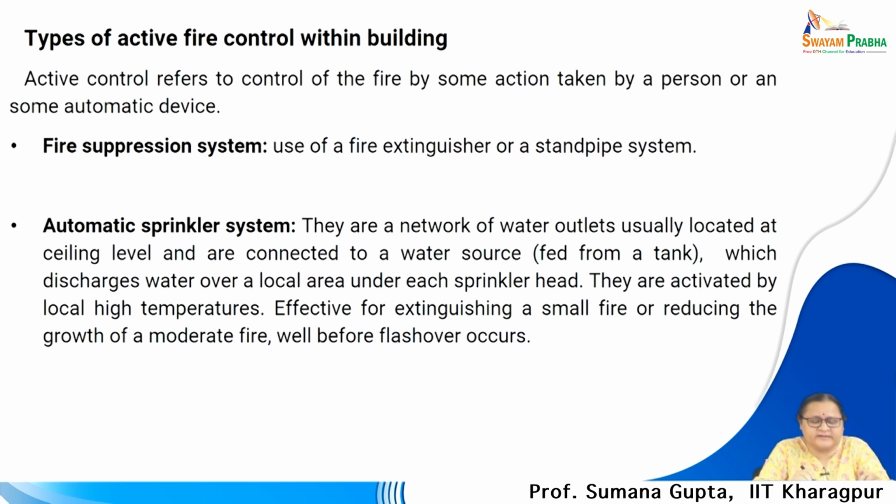Now, the automatic sprinkler system is a kind of network which is fed by water, and the sprinklers are activated due to the heat of the fire, and it controls the fire before the flashover happens. If you remember what a flashover is, when the fire grows to its maximum, prior to that is the ignition phase. So, you do not allow the fire to grow beyond that.